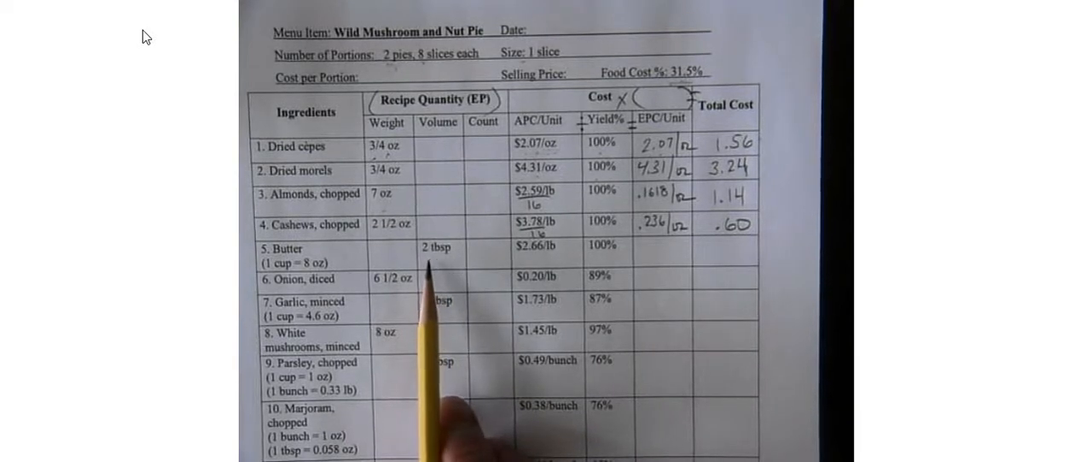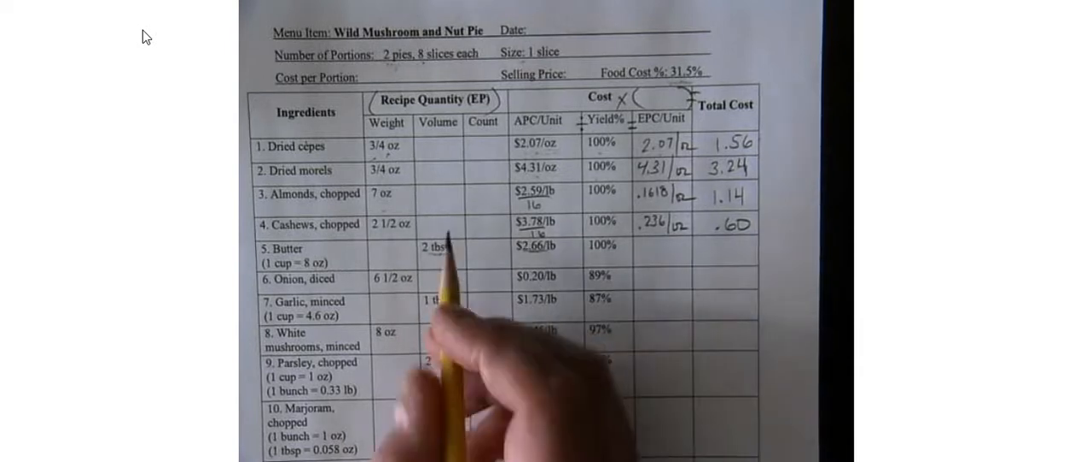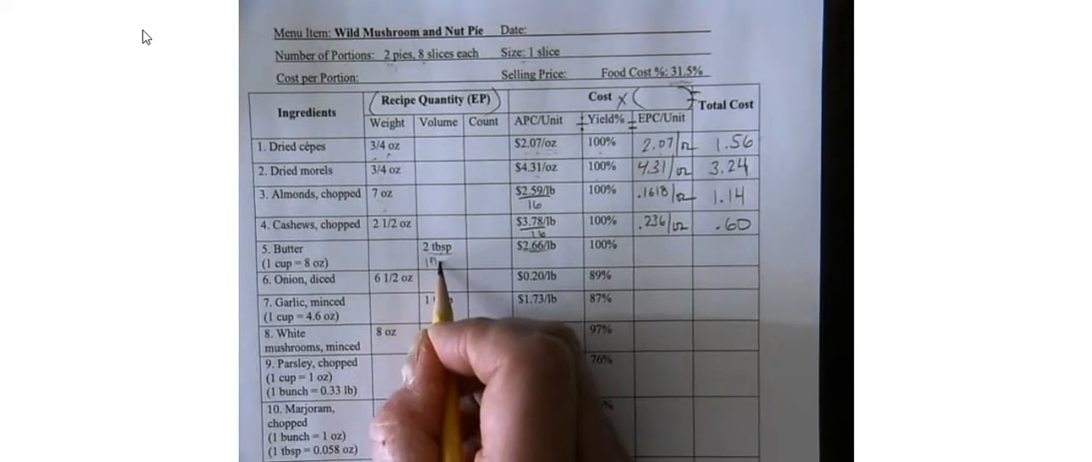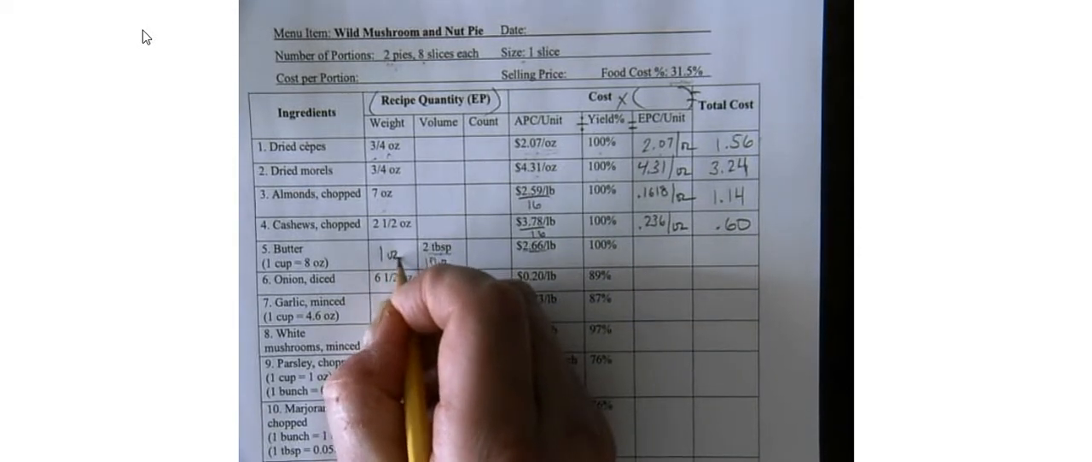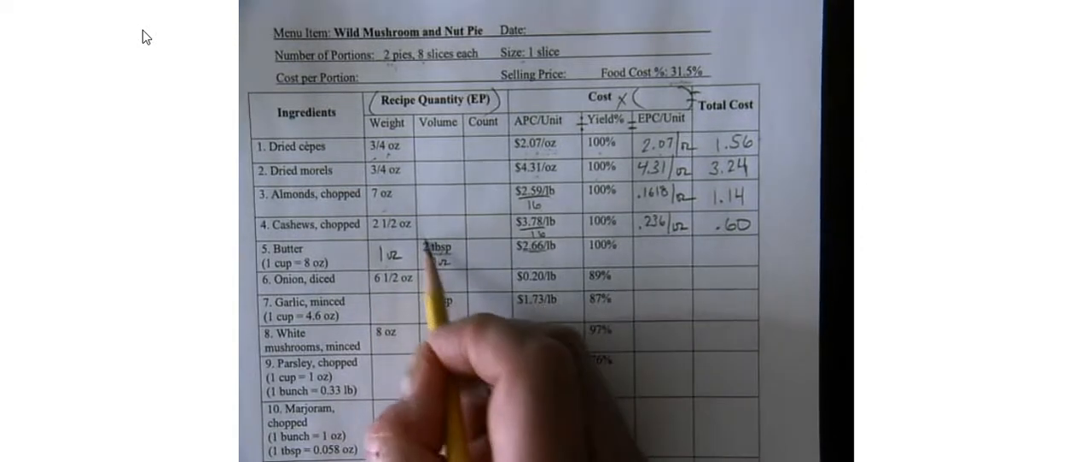The butter. All right, now we've got a little bit more conflict here. We've got tablespoons, a volume measure, and we have a weight cost. And we see over here that 1 cup equals 8 ounces. Butter is a water-like substance. 2 tablespoons is also 1 fluid ounce, and because it's a water-like substance, it weighs 1 ounce. So 1 ounce is my new unit of measure. I don't need the 2 tablespoons.